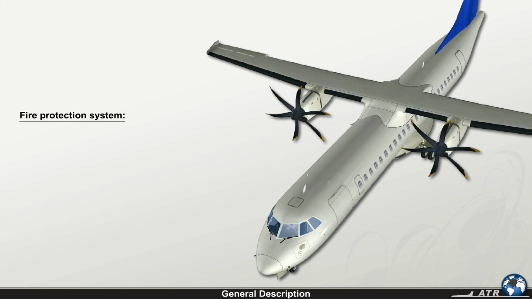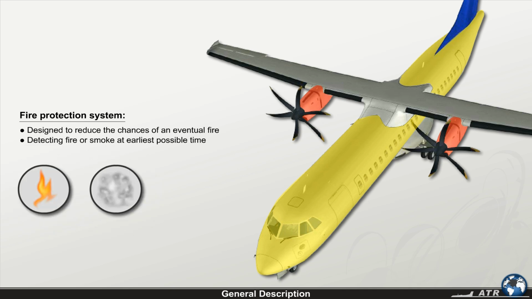The fire protection system is designed to reduce the chances of an eventual fire in the engines and on board the aircraft by detecting fire or smoke at the earliest possible time, and by clearly indicating the source of the fire to the flight and cabin crew.